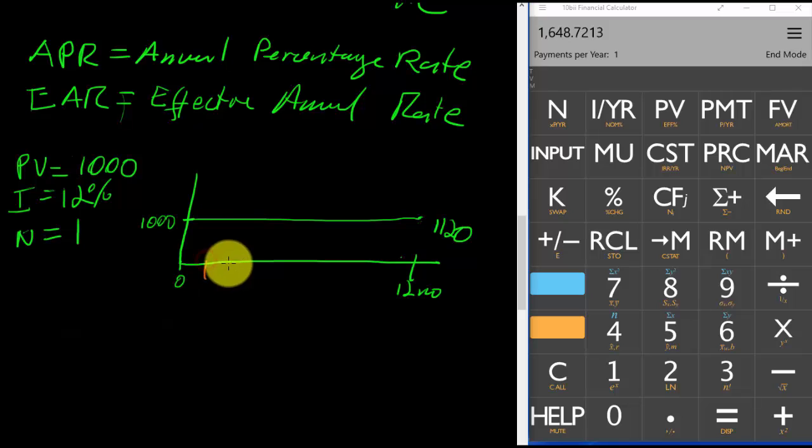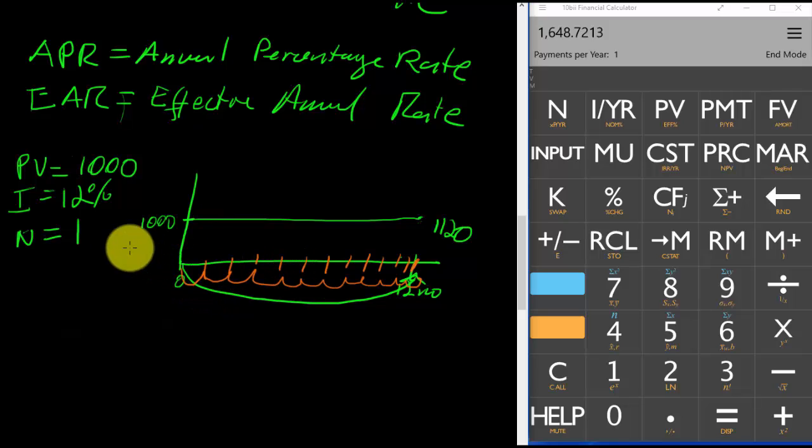Let's pretend that we're compounding on a monthly basis. January, February, March, April, May, June, July, August, September, October, November, and then December. Our months are 12. Instead of doing one compounding for the year, we are going to compound 12 times: 1, 2, 3, 4, 5, 6, 7, 8, 9, 10, 11, 12 times.